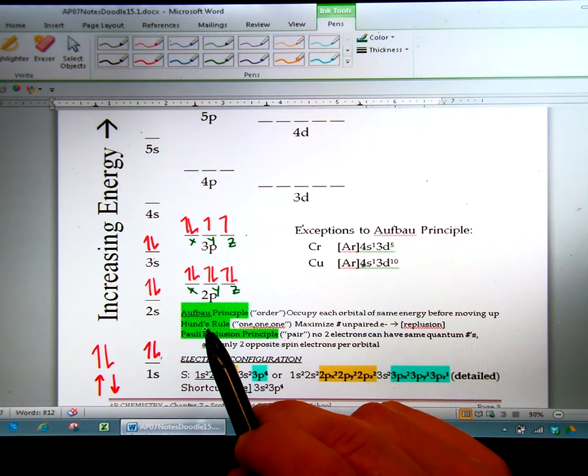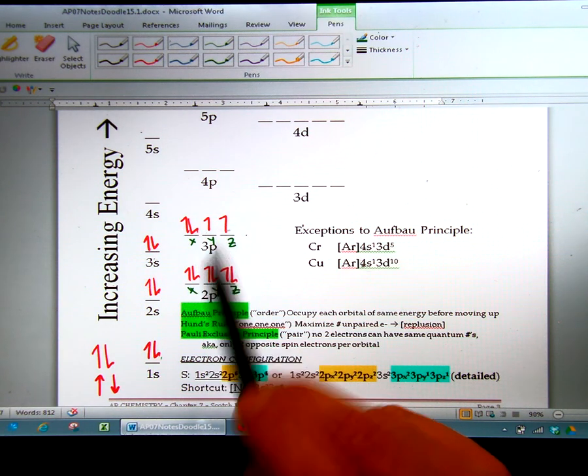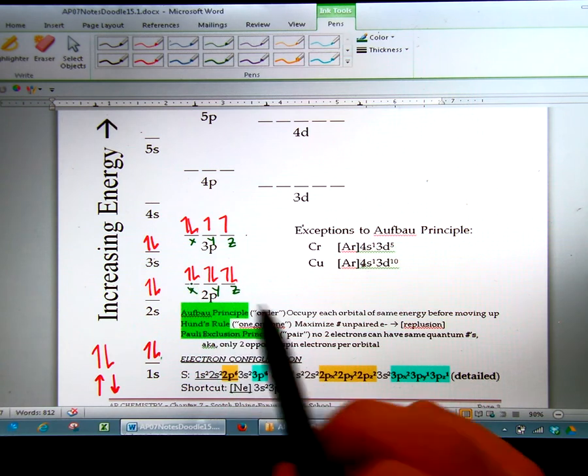Okay, Hund's rule, you could remember 1, 1, 1. That's for the school bus story. So you're going to go 1, 1, 1, 2, 2, 2. And that, again, is because of electron repulsions.